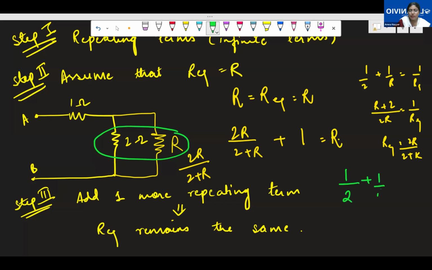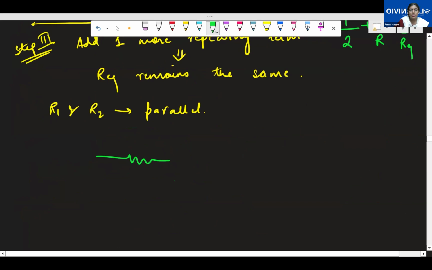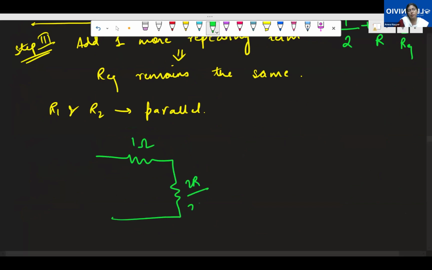1 by 2 plus 1 by R is equal to whatever is the R equivalent. Take the LCM, you get R plus 2 by 2R is 1 by R equivalent. What is R equivalent? 2R by 2 plus R. The resultant is 2R by 2 plus R. It means I can say the circuit now looks like this: 1 ohm with 2R by 2 plus R. Now is it clear? Yes, ma'am.